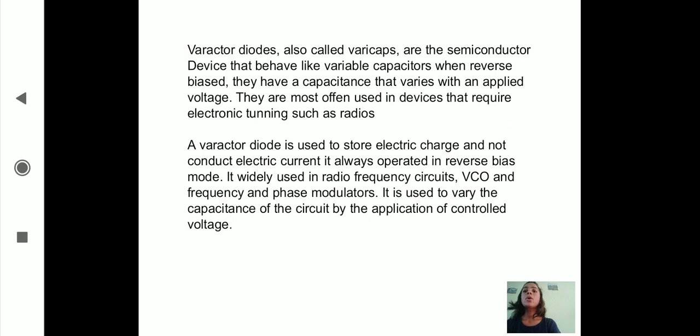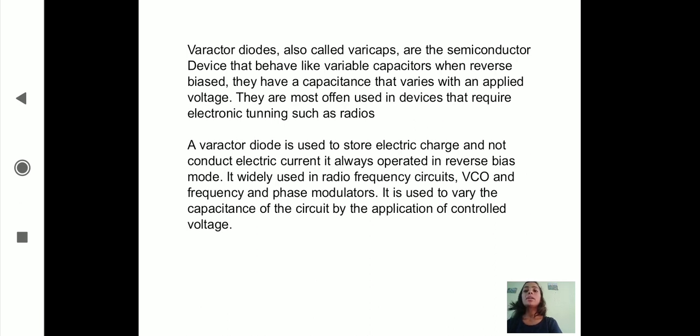A varactor diode, also called a varicap, is a semiconductor device that behaves like a variable capacitor. When reverse biased, it has a capacitance that varies with the applied voltage. They are most often used in devices that require electronic tuning, such as radios. A varactor diode is used to store electric charge and not conduct electric current.